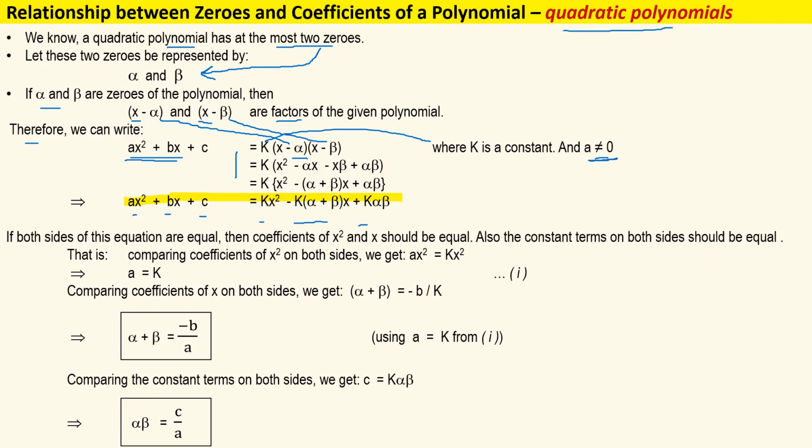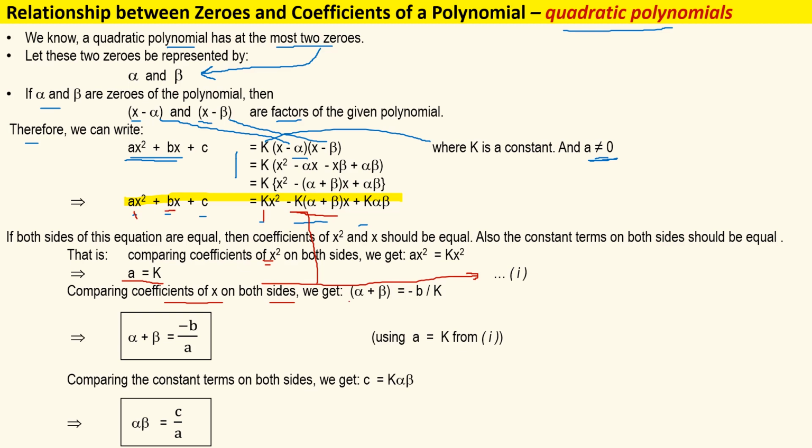Let's say we compare the coefficient of x square. We notice that the coefficient of x square on the right hand side is k and on the left hand side it is a. Therefore we get the equality a is equal to k, and let's call this our statement number 1. Now let's compare the coefficient of x on both the sides. The coefficient of x on the right hand side is minus k times (alpha plus beta), and on the left hand side this coefficient of x is b.